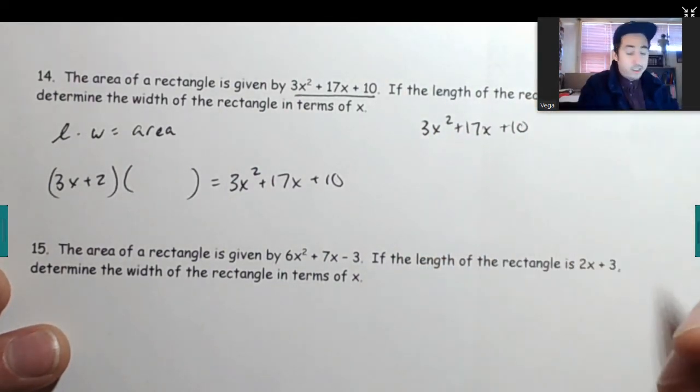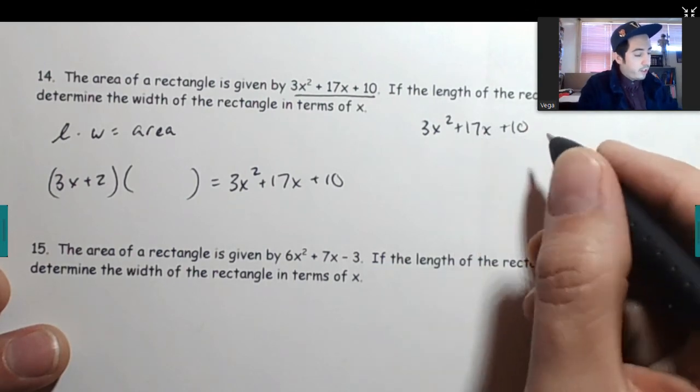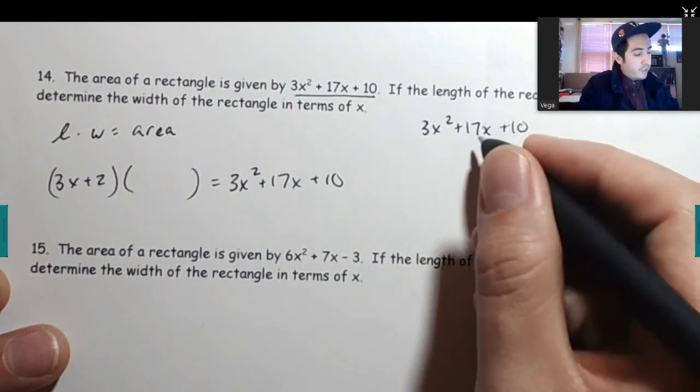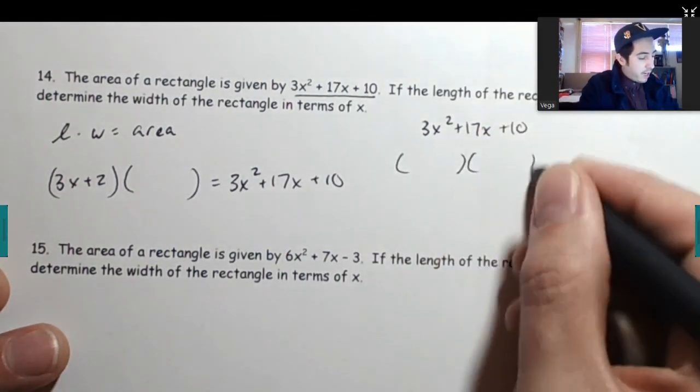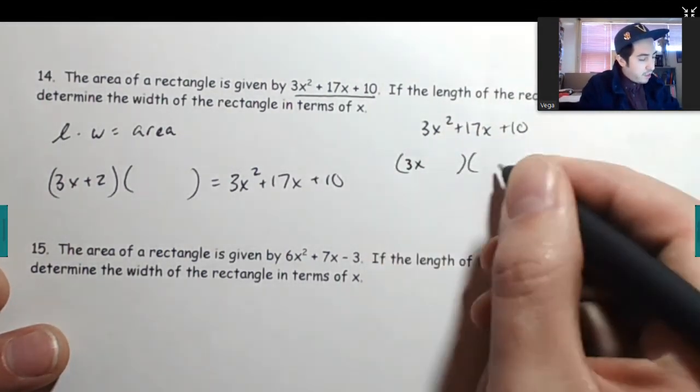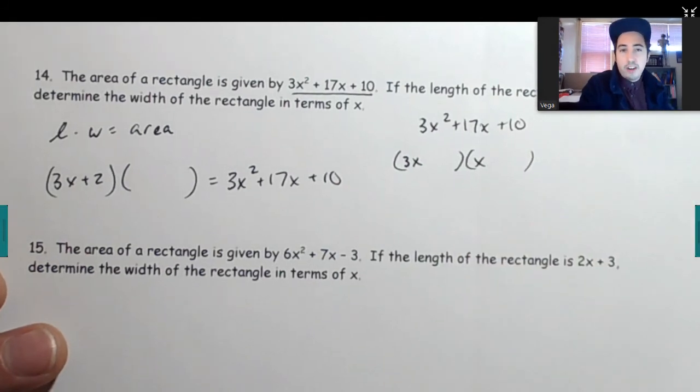We're just going to factor this, okay? So here we go, just factoring it. 3x squared plus 17x plus 10. So how do I get 3x squared? Well, that's just 3x and x. There's only one way to get 3x squared. It's 3x and x.